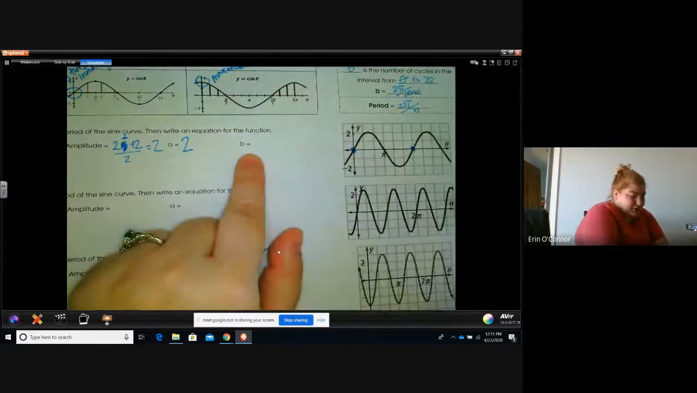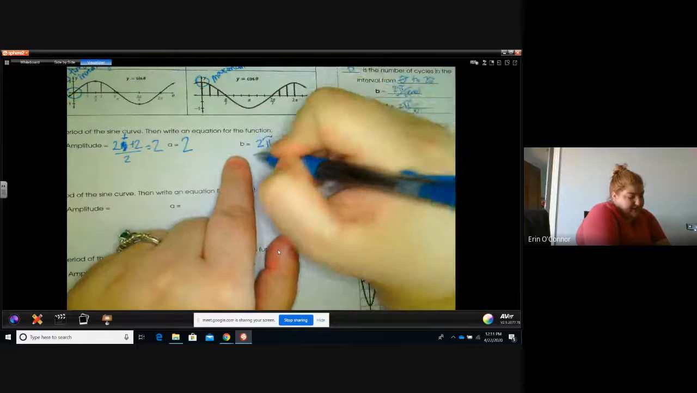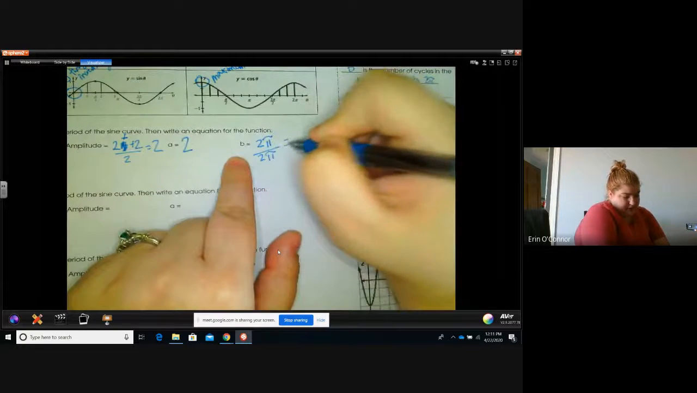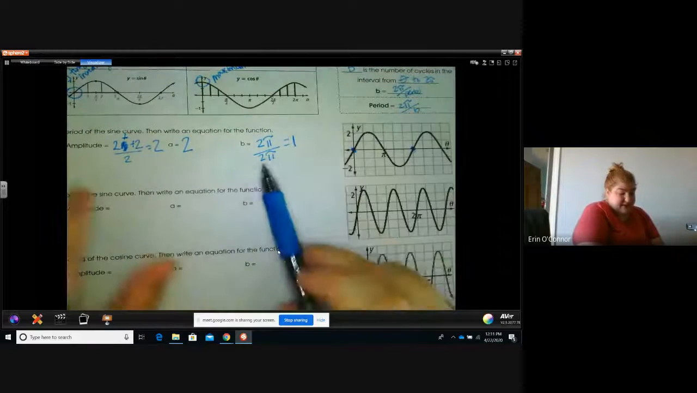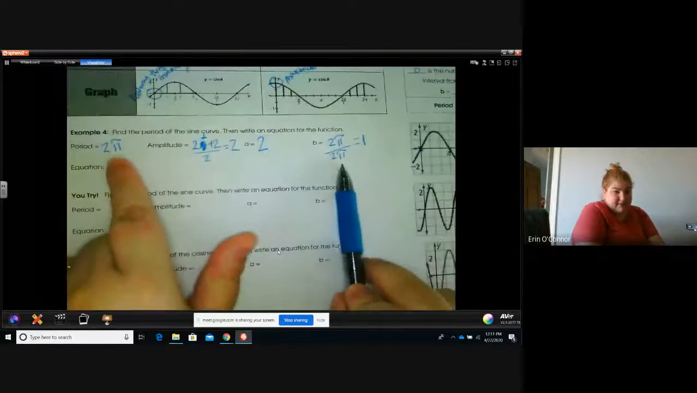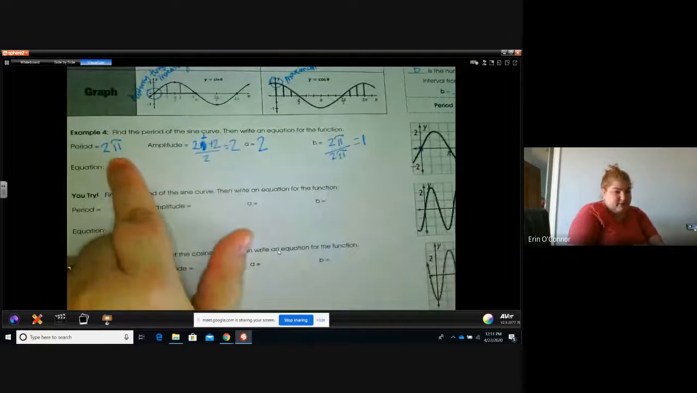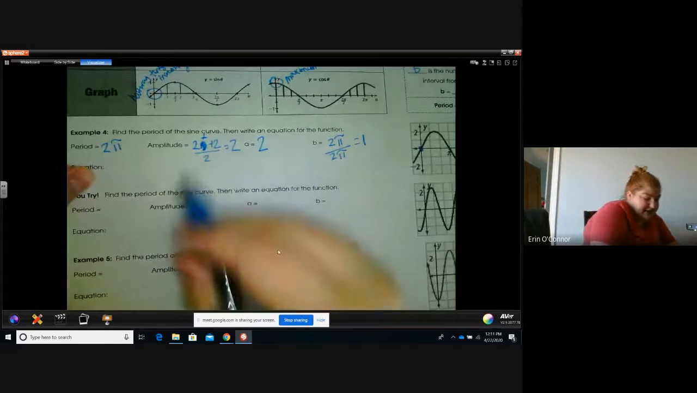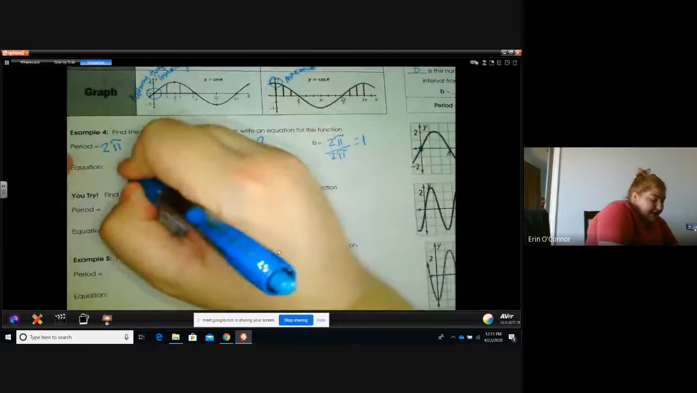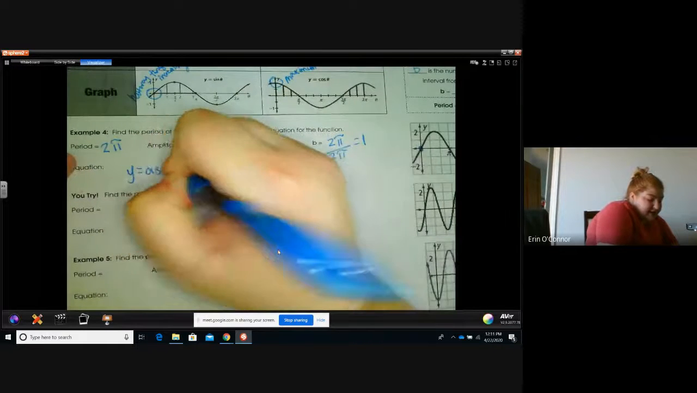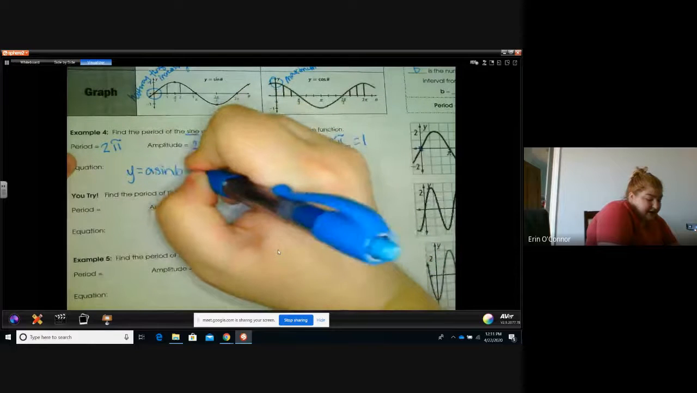B is equal to 2 pi divided by the period. 2 pi divided by 2 pi is 1. Because the period is 1. Or sorry, it's 2 pi. So 2 pi divided by 2 pi is 1. So the equation, and they said it's a sine curve, is y equals a sine b theta.